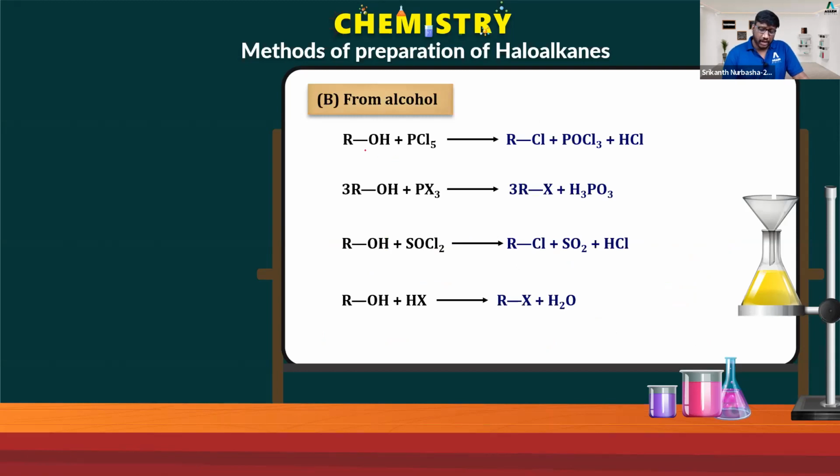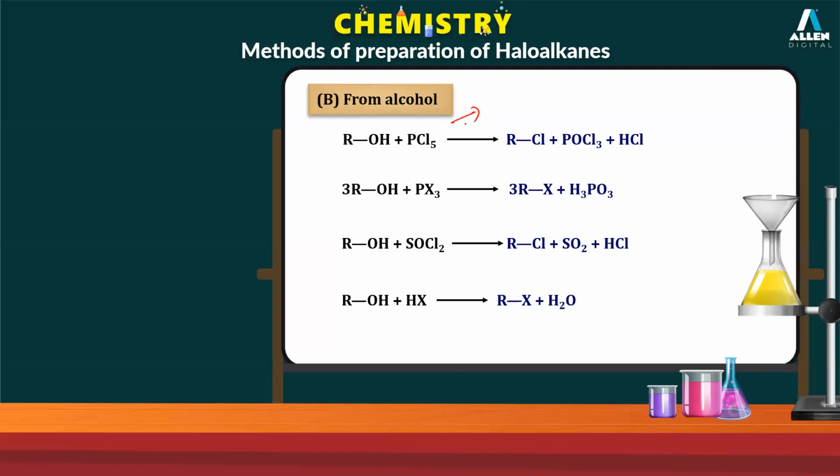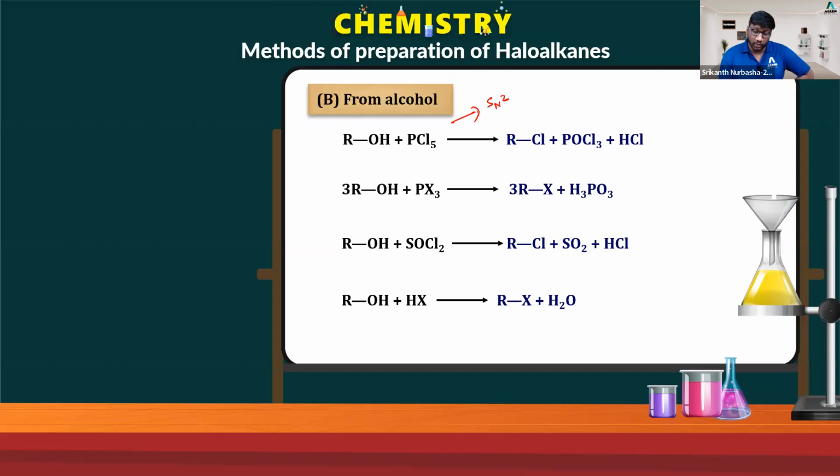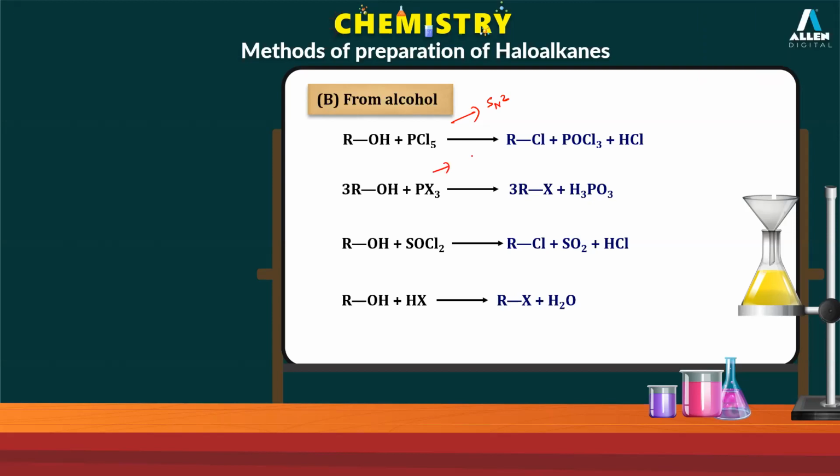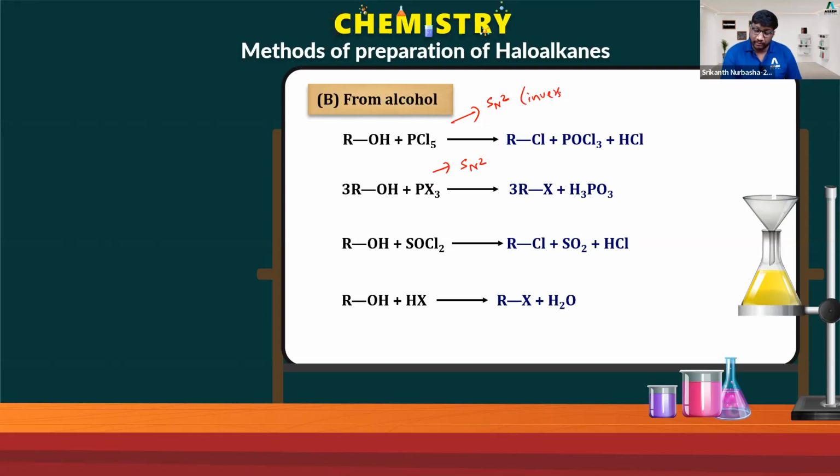From alcohol: alcohol treated with PCl3 forms RCl plus POCl3 plus HCl. If you remember, I have explained every reaction mechanism, or not? Yes, sir. In the first reaction, what happens? SN1 or SN2? SN2. The chloride ion which is lost will attack in the SN2 fashion, forming alkyl chloride, POCl3 and HCl. Second reaction, SN2 again, chloride ion; SN2 means inversion occurs. Here also inversion.